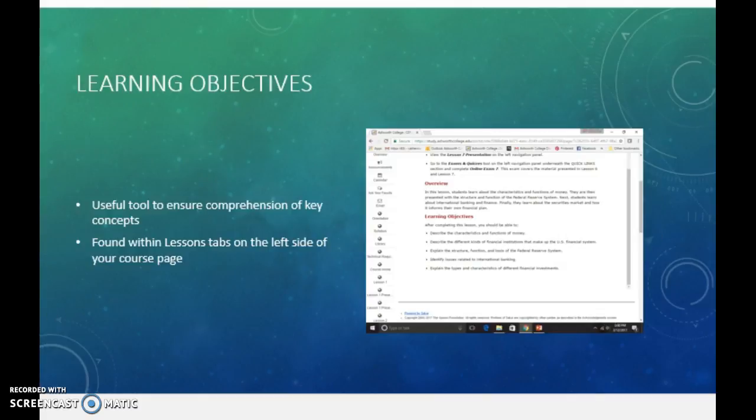The learning objectives of each lesson are a useful tool to ensure comprehension of key concepts. First, let's briefly review the learning objectives of Lesson 7.